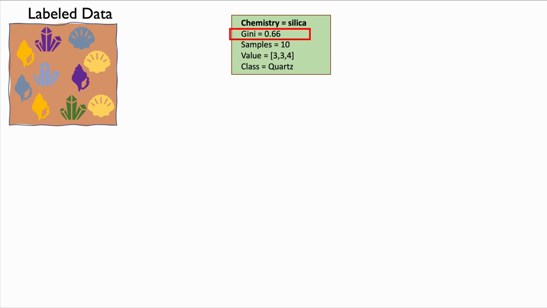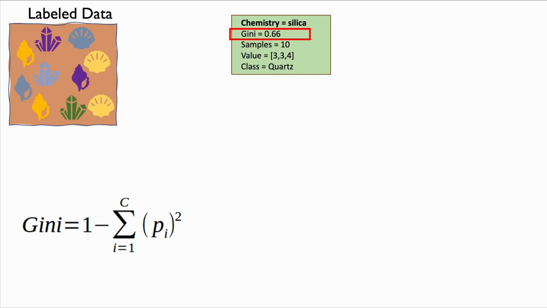So what is the Gini number? Well, the Gini number is essentially known as the purity of the branch of the tree. So Gini is 1 minus the sum of the probability of finding a class squared. This sounds a little bit complicated, but really the principle is relatively simple, and Gini is essential for understanding how a decision tree works. So let's look at an example from this first branch.